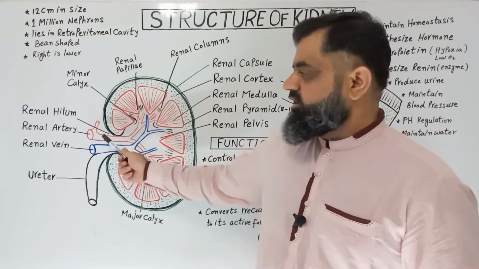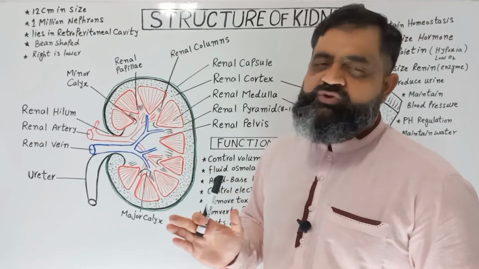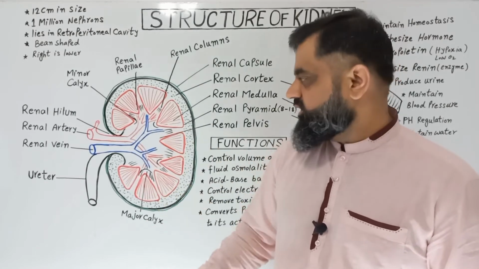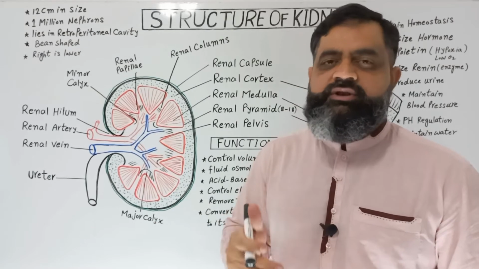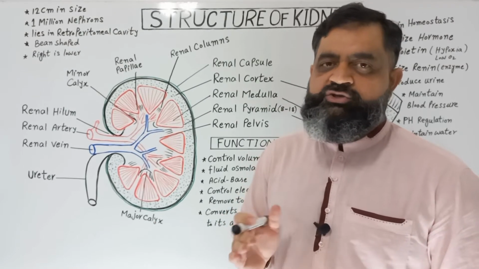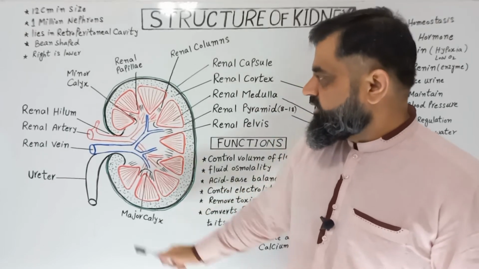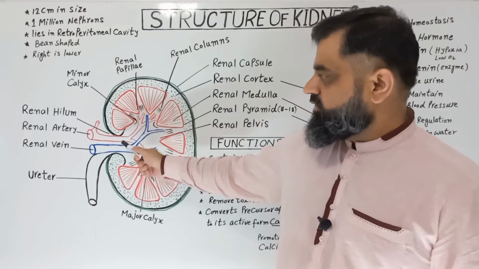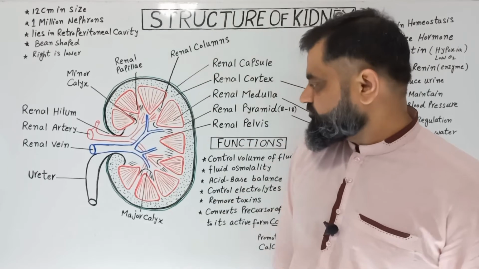The renal hilum contains the renal artery, which supplies blood to the kidney, and the renal vein, which takes blood away from the kidney. There is also the ureter, a duct which opens into and empties into the urinary bladder. The urine flows from the kidney into the urinary bladder. There are also nerves entering and exiting from the renal hilum.